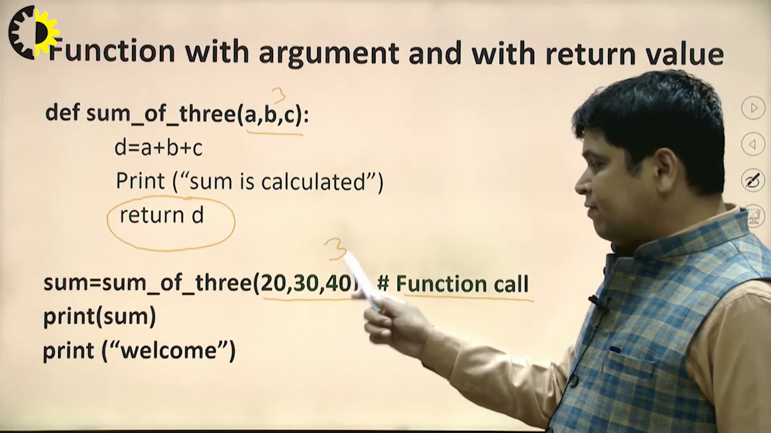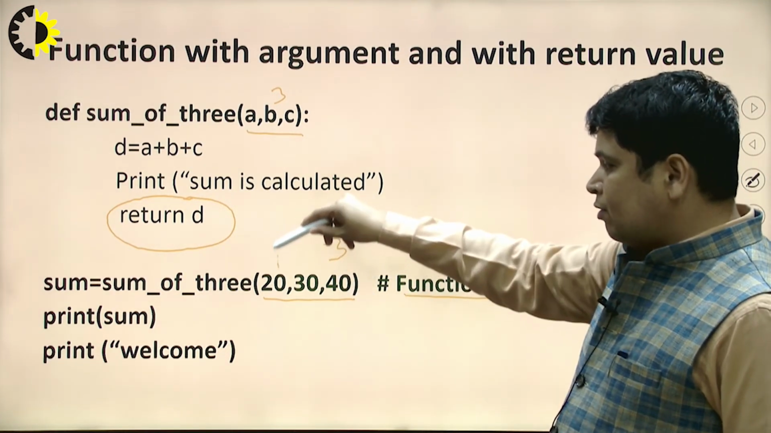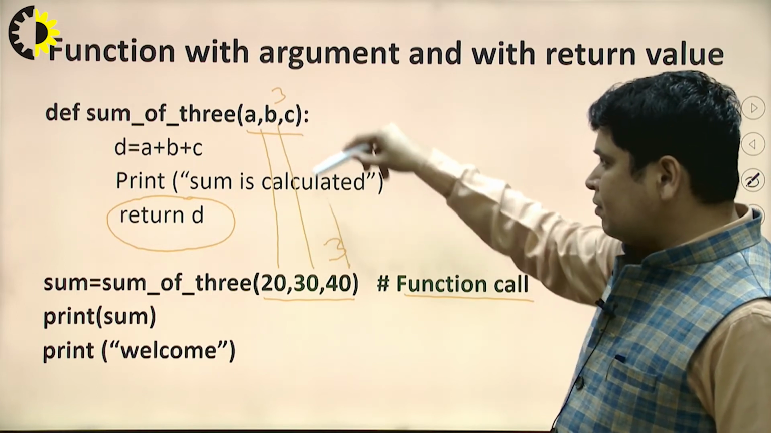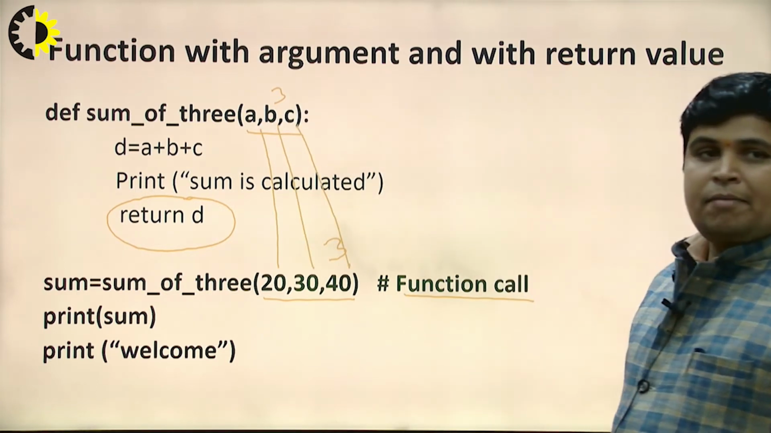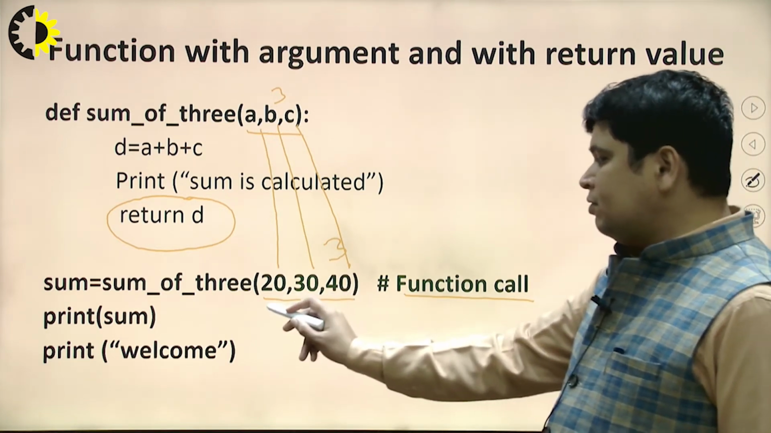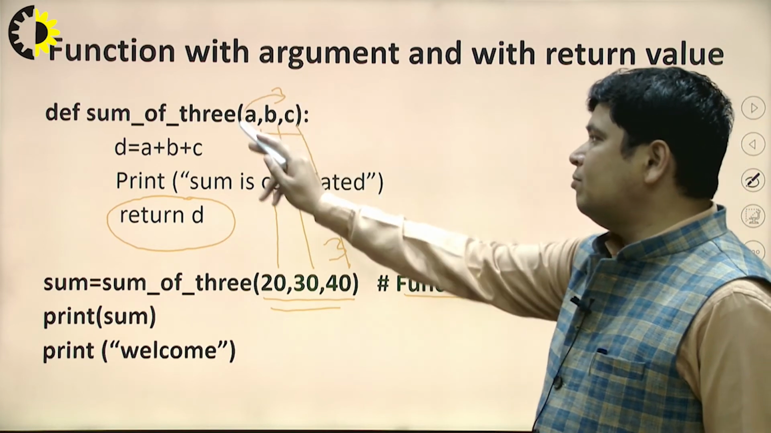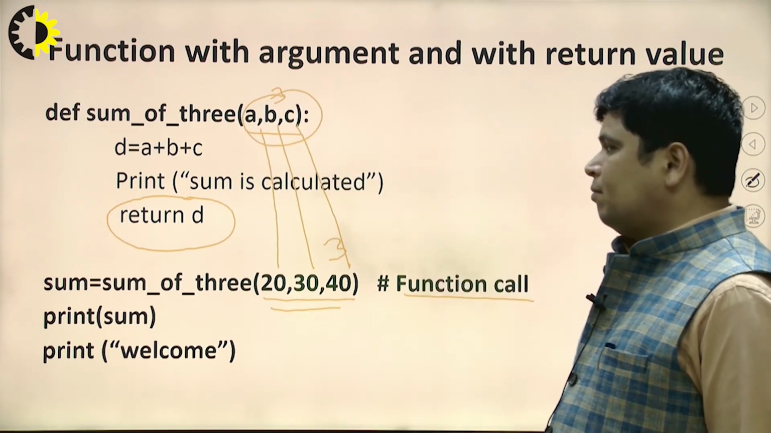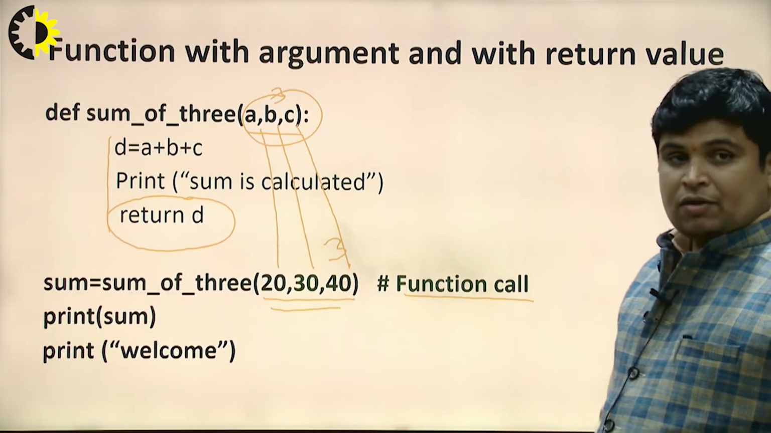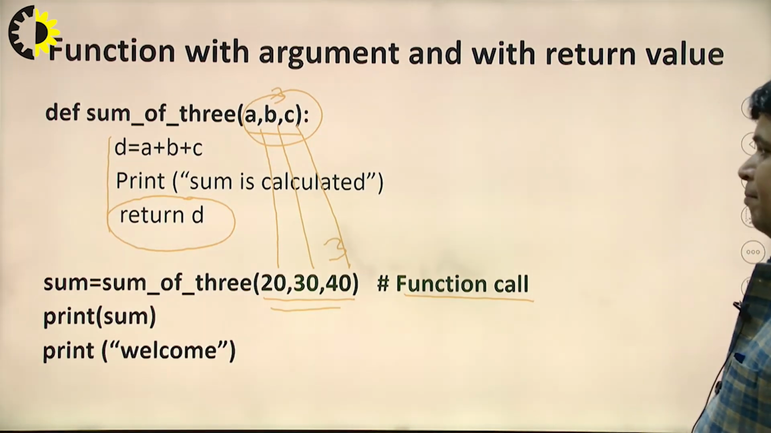Immediately when this function is called, a copy of the actual arguments moves to a, b and c. These values are received by these arguments, and then the body will be executed, the procedure will be the same. But you will see here the impact of this code.